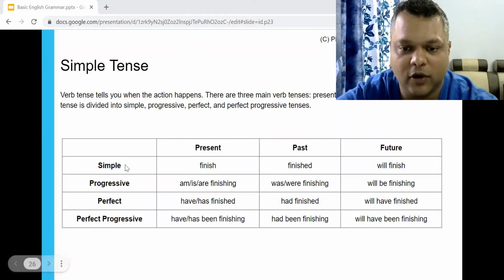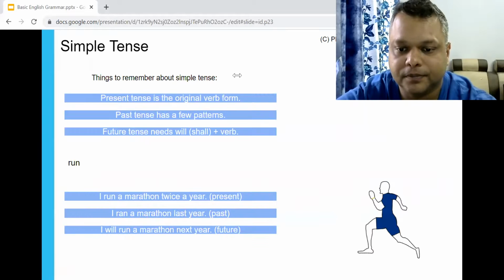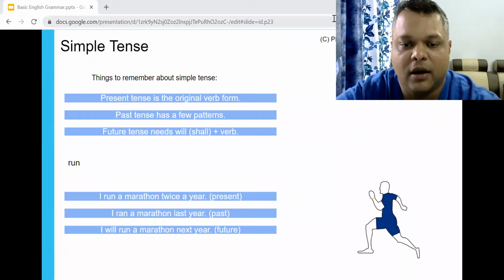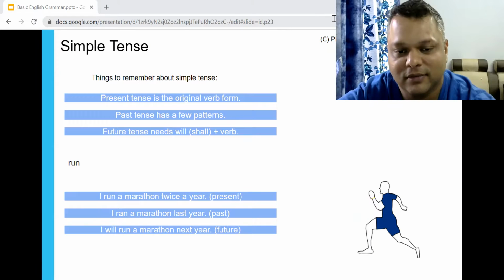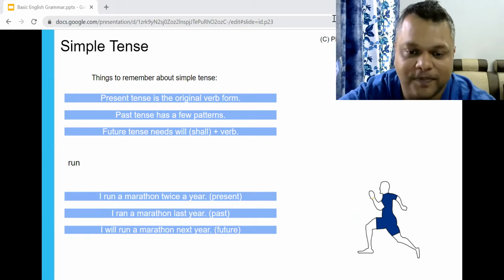Okay, let's move on to the next slide. Things to remember about simple tense. First is present tense is the original verb form. सिंपल मतलब इसका यही है कि जो आप प्रेजेंट में बोलते हो वो जो वर्ब का फॉर्म है वो ओरिजिनल रहता है. फॉर एग्जांपल फिनिश, इट इज द ओरिजिनल वर्ब फॉर्म.